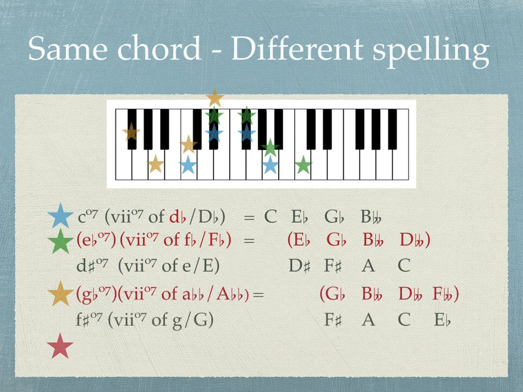The yellow stars indicate a fully diminished seventh chord built on G flat or F sharp. Again, G flat fully diminished is more of a theoretical chord. I mean, check out that F double flat. But you will definitely find F sharp fully diminished 7 as vii fully diminished 7 in G minor always. The final spelling of this chord is denoted by the red stars on the keyboard. The A fully diminished 7 is vii fully diminished 7 in B flat minor, spelled A, C, E flat, G flat.